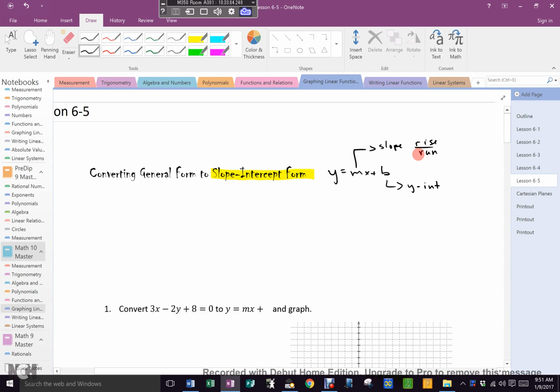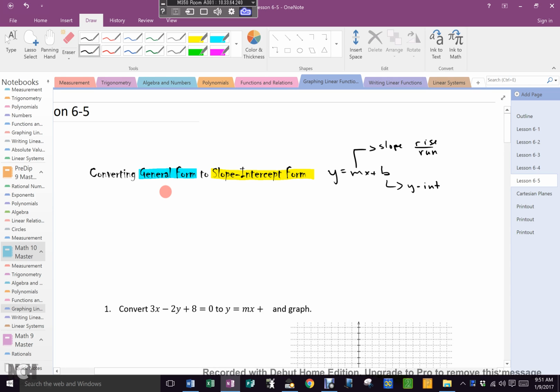It gives you the slope, which is rise over run, which is how far you count from your y-intercept to graph. Yes? Now, has y always been by itself in our work? No, there's been times when it hasn't been. Yes? One of those times that y is not by itself is general form.